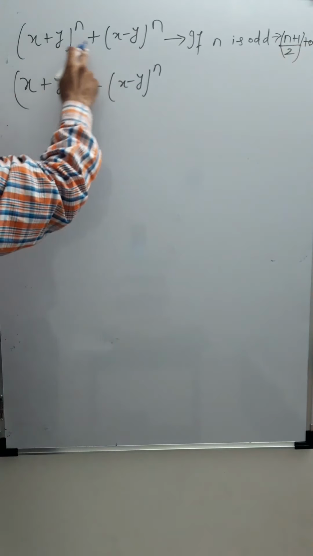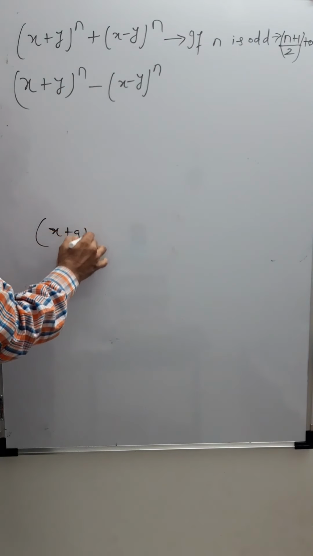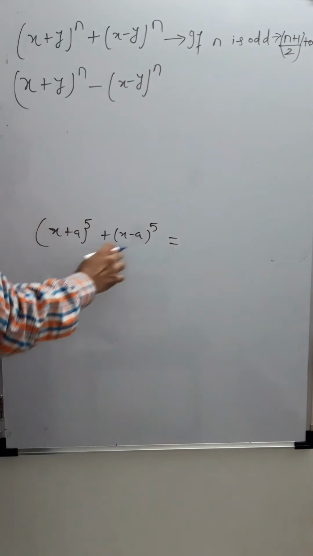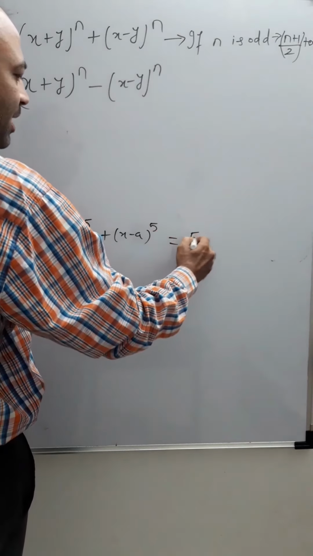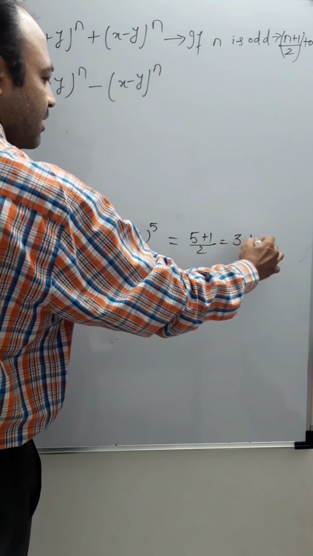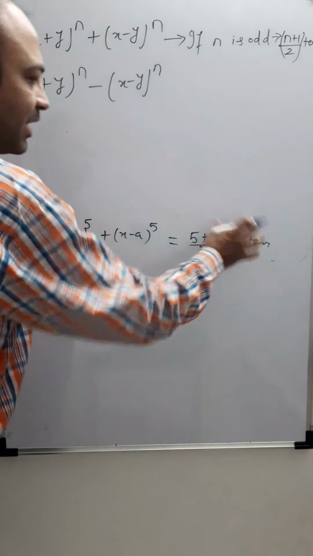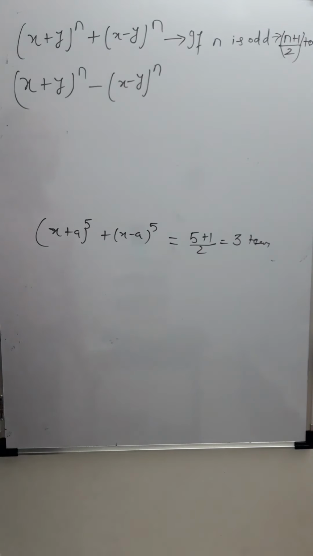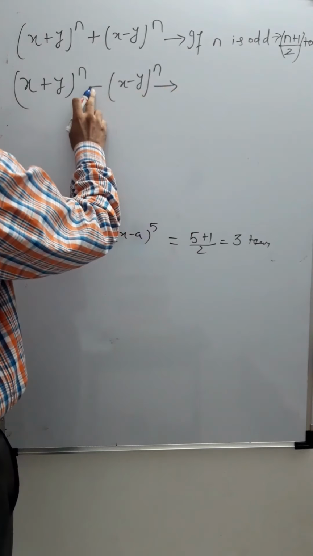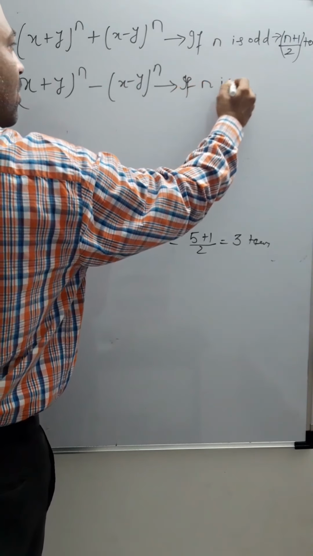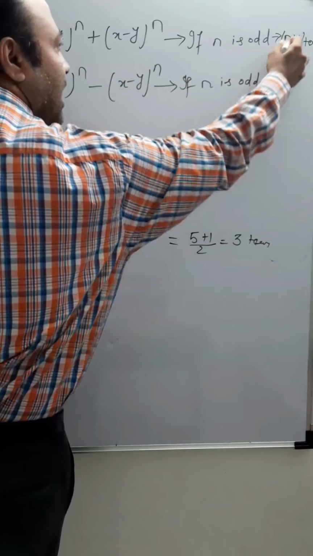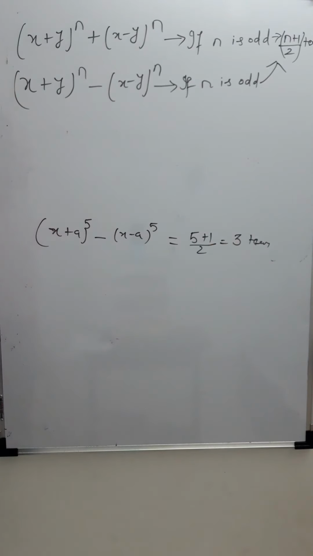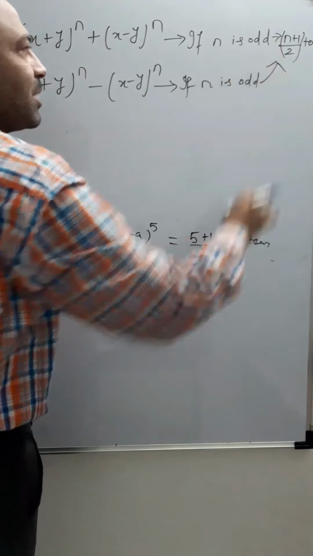Correct? Suppose we have, let's say, x plus a to the power n plus x minus a to the power n, let's say it is 5. So after simplification, how many terms will you get? This is 5 plus 1 by 2, which is 3 terms. Clear? So when you simplify this, you will get 3 terms only. Understood? No need to expand. With the help of this result, you can get the total number of terms. Here also, if it is minus and n is odd, the power is odd, again the same n plus 1 by 2 terms. Suppose in this sum it is minus here, again after simplification we will get 3 terms. Fine? So when n is odd, we have n plus 1 by 2 terms.